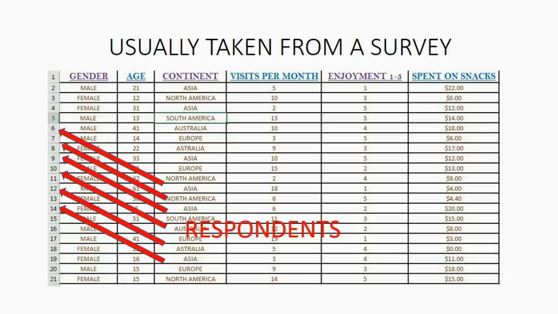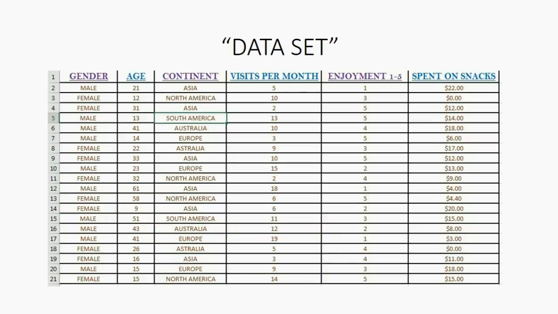If the data is not from a survey, if the data is from something like a physical phenomenon that you would measure, we would call each row an observation. And you could say that I have observed that respondent number 3 is female. Respondent number 3 spends $0 on snacks at the pool, and so on.